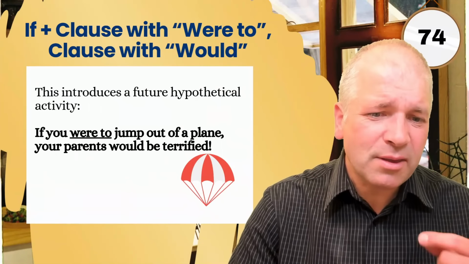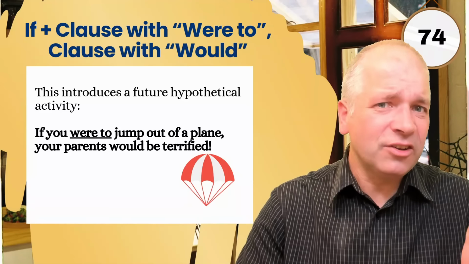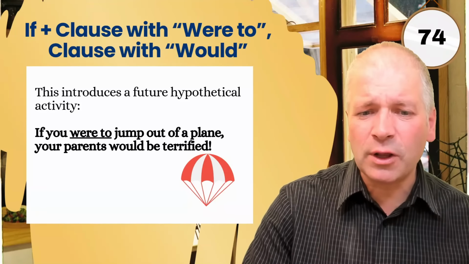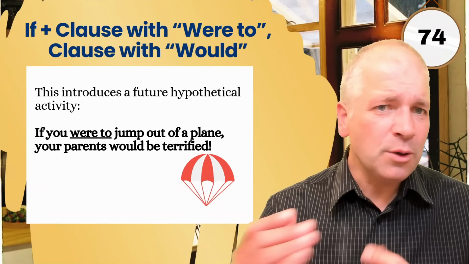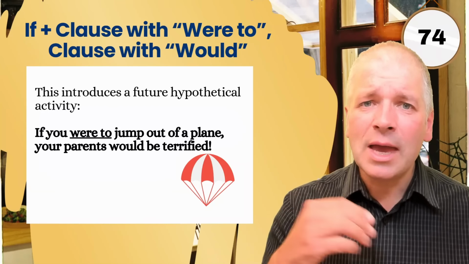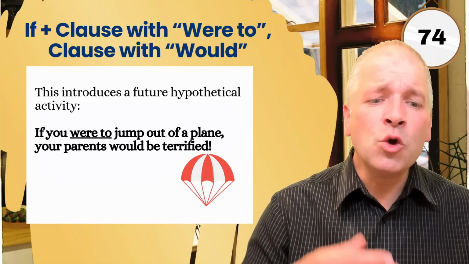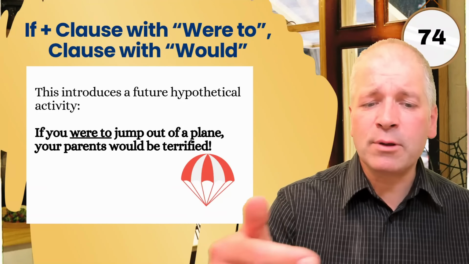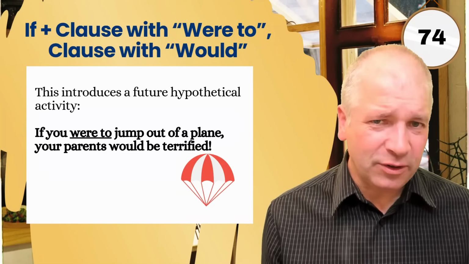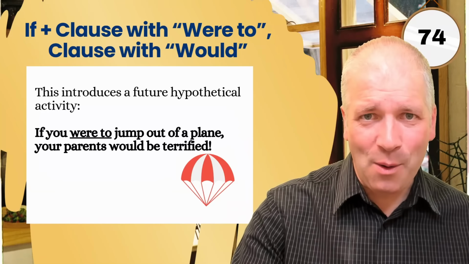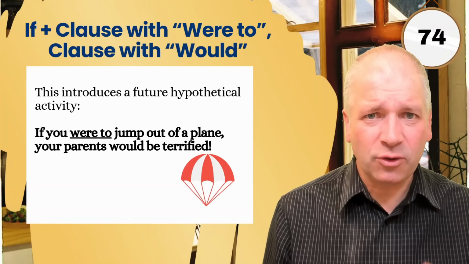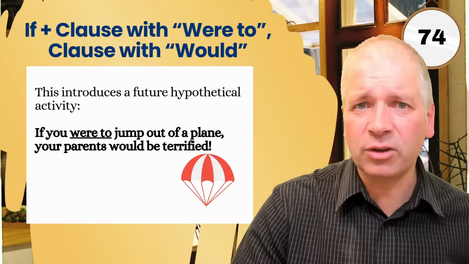Were to does something different to a second conditional clause in English because it introduces something that is definitely future. When we use the normal second conditional, it could be present or future. But with were to, it pushes it into the future. If you were to jump out of a plane, your parents would be terrified. Were to means a hypothetical situation, but after now, clearly after now. Other second conditional forms can mean the present or the future, but were to pushes it into the future.